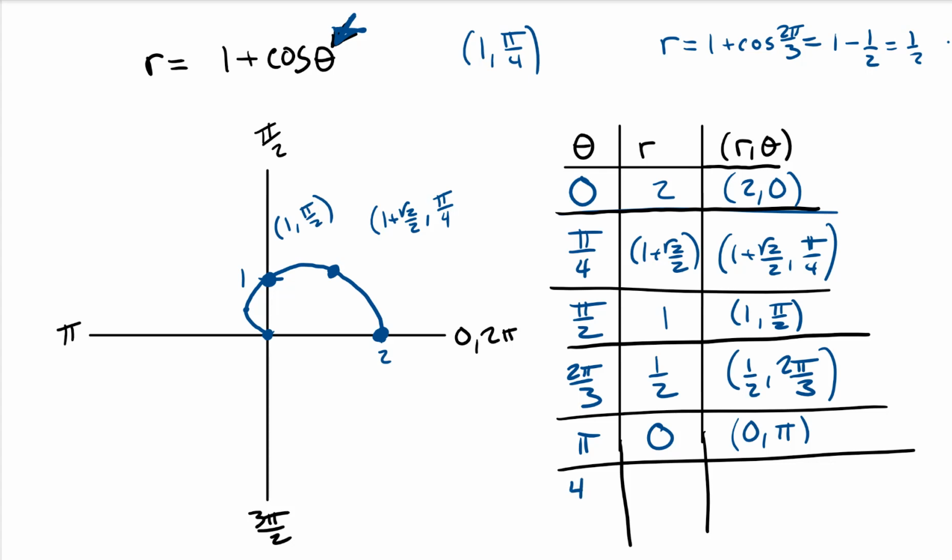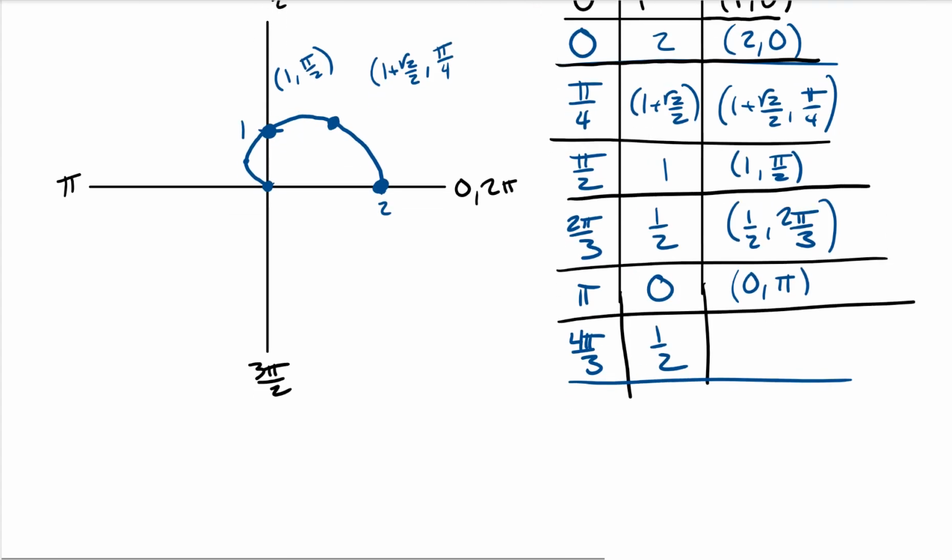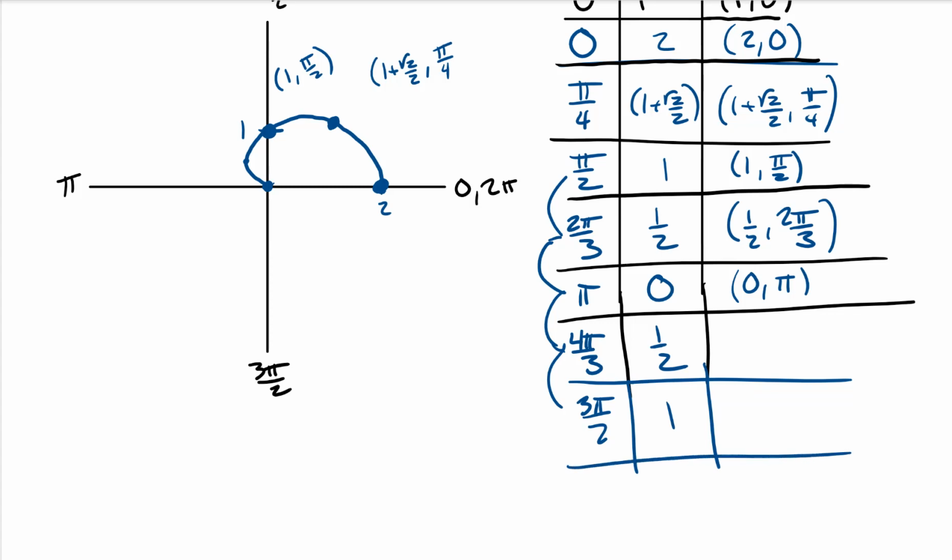If you were to plug in 4 pi over 3, you're going to still get a half. If you plug in 3 pi over 2, I'm just working my way back up from pi, right? We had pi's over 3, then we went to pi's over 2. This is also going to be 1. And man, we have symmetry. So now what we can do is just draw it out. I mean, there it is. It's a little heart. It's a cardioid. And in section 12.3, we're going to go find the area of said cardioid.